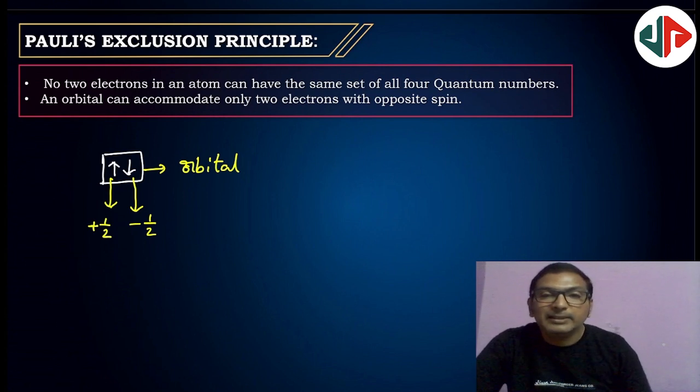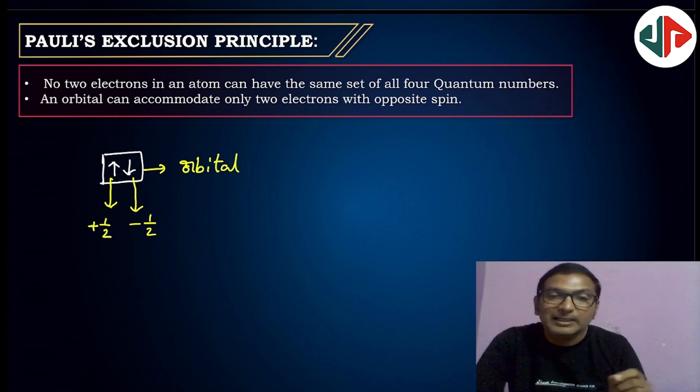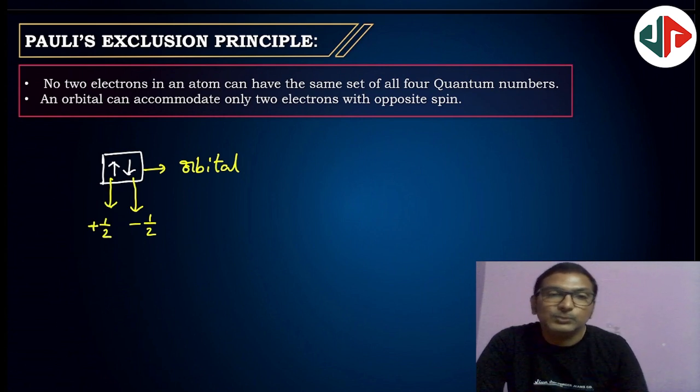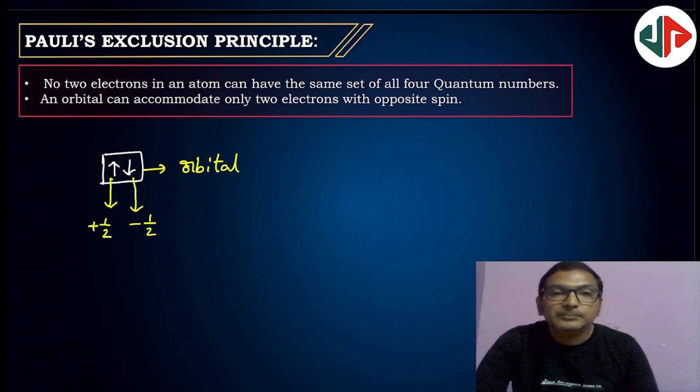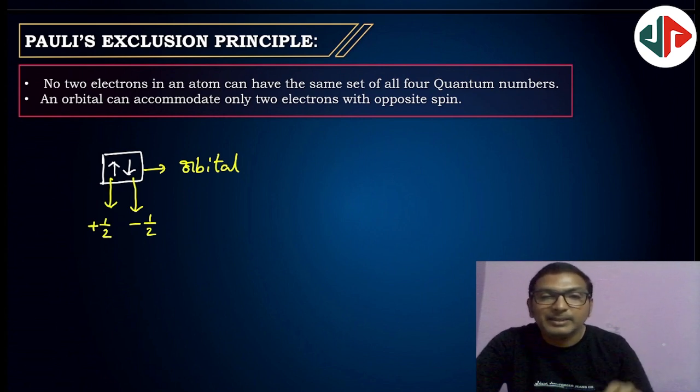This arrangement of electrons in orbital. So Aufbau principle gives information about energies of orbitals or subshells. Pauli's principle gives information about the maximum capacity of atomic orbital. The maximum capacity of atomic orbital is 2. So one electron will be clockwise, other electron anti-clockwise or counterclockwise. So maximum capacity of any atomic orbital is 2 electrons.